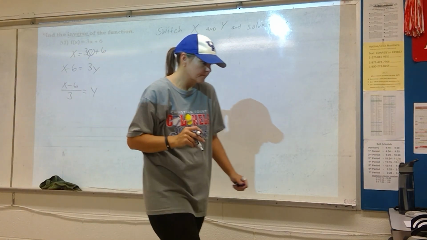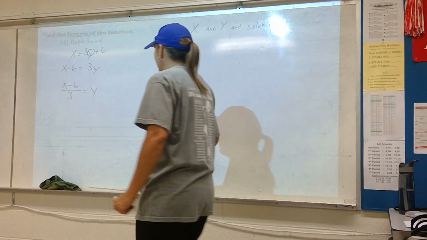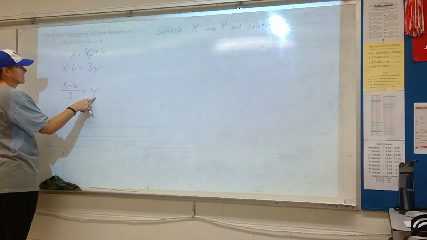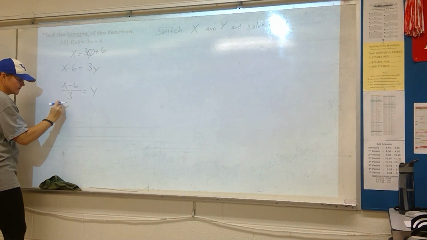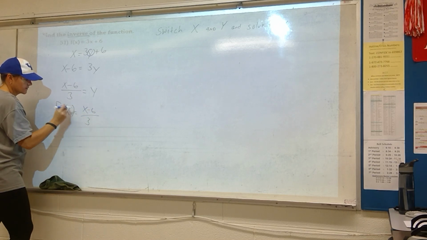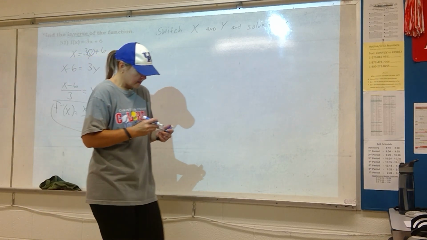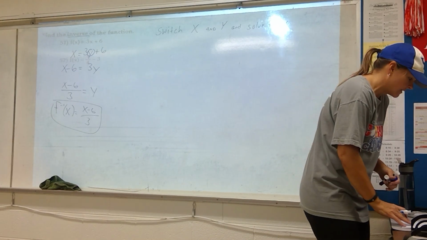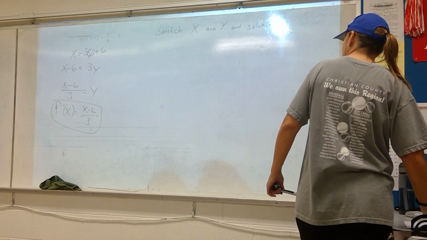Let me look. Number 51. Yep, she does. Now, that's not just any y. That is the inverse. So the original function was f of x. You should notate this as f to the negative 1 of x equals x minus 6 over 3. Box it, circle it, there you go. Inverse is easy. Switch x and y, solve for y. Now, it can be a little more complicated if you don't have a nice function.